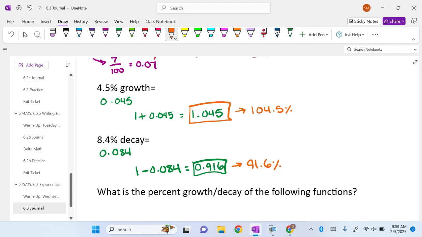All right, thumbs up if you're ready. All right, so check your answers. For 4.5% growth, I got 1.045. For 8.4% decay, I got 0.916. Is that what y'all got? Yes, no, maybe? Does anyone need me to explain them? Yes, ma'am. I got 0.04. You have to add the 1 to it.